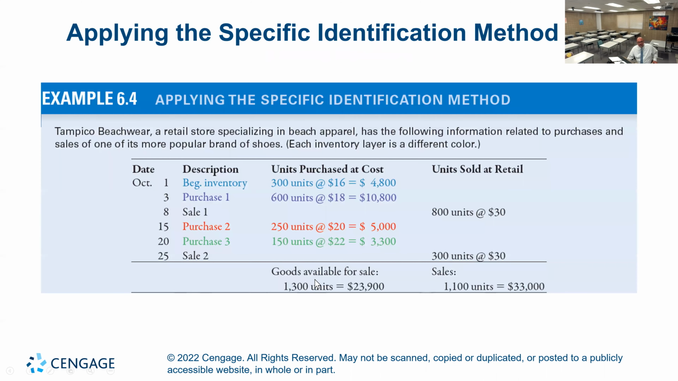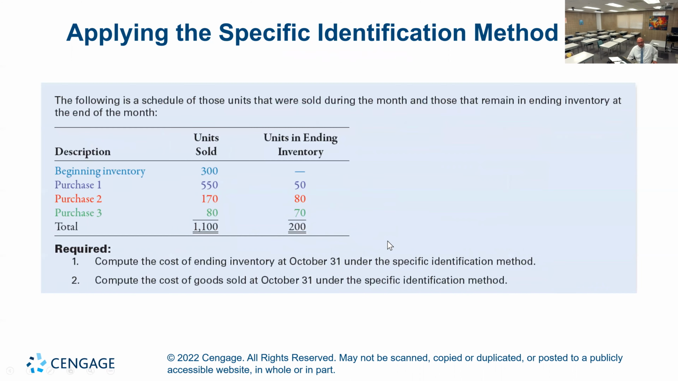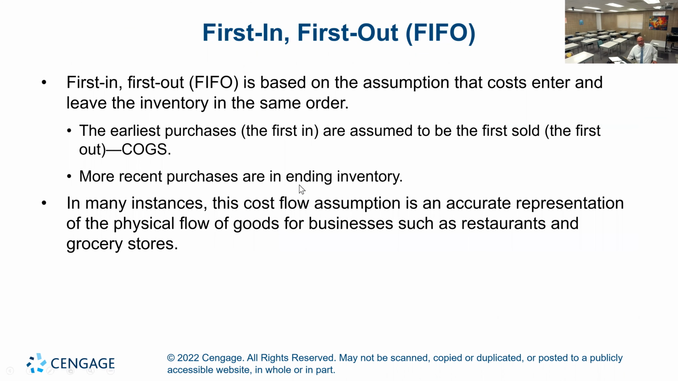This just talks about the specific identification method and how you would use it. You're not going to see it a whole lot. Here they know they have 300 units at 16, purchased 600 units at 18, and sold 800 units at 30. We're not even going to get into that one because you're not going to have to do it very often. We're going to get more into first in, first out here.